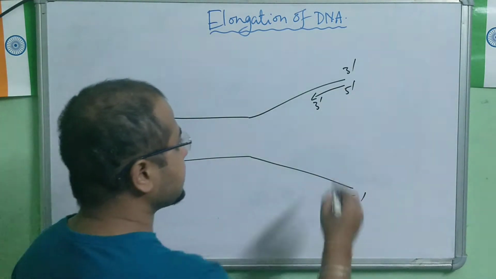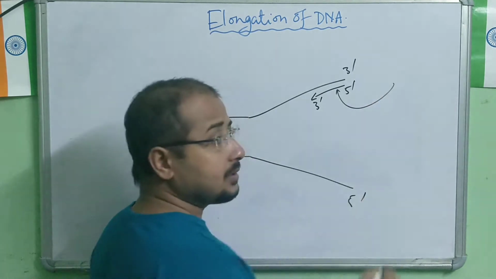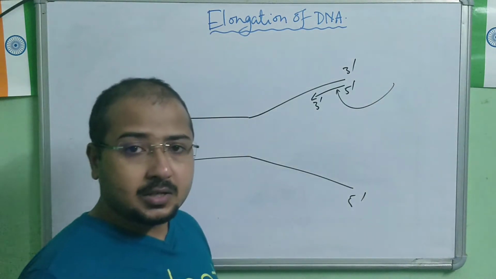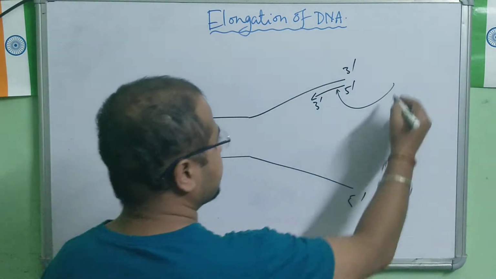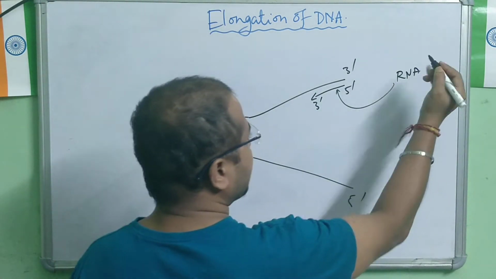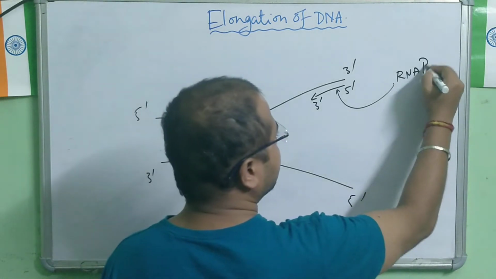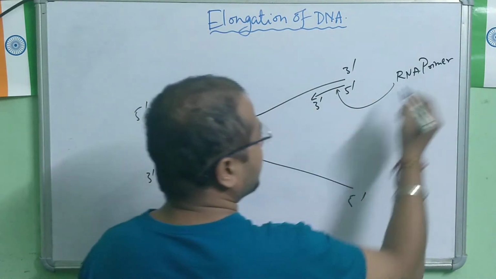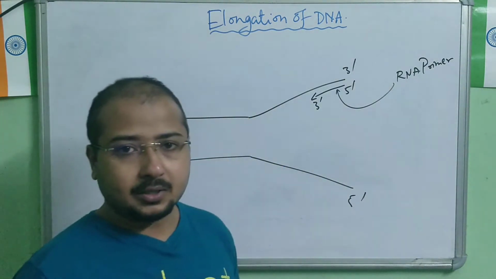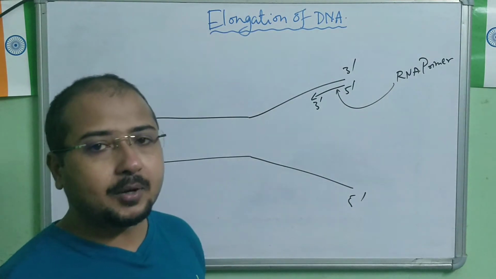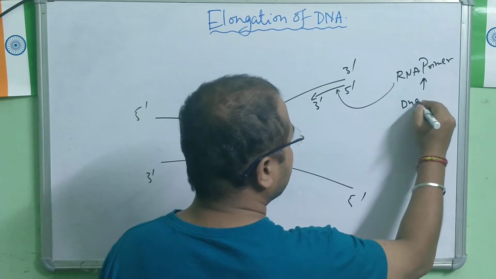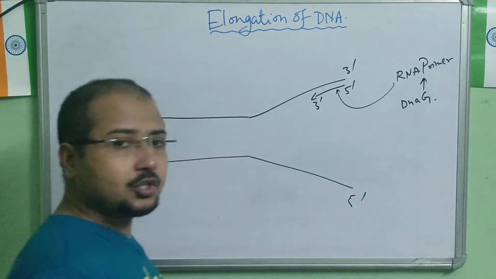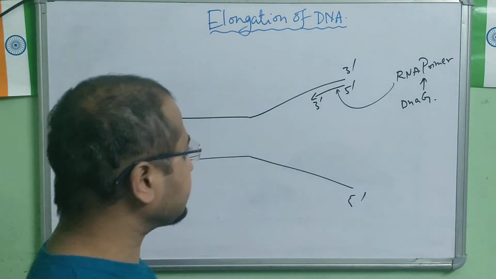So what is this RNA primer? This is nothing but a small segment of RNA strand. That is called the RNA primer. How is it developed? With the help of DNA G, which is also known as the primase enzyme.